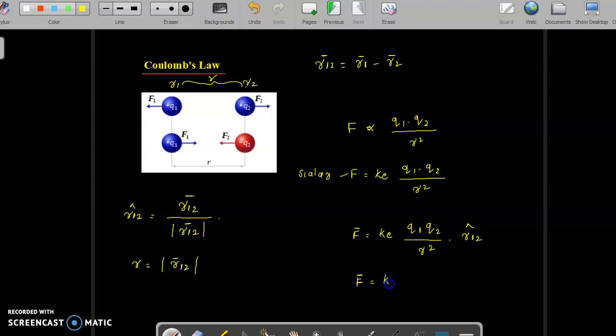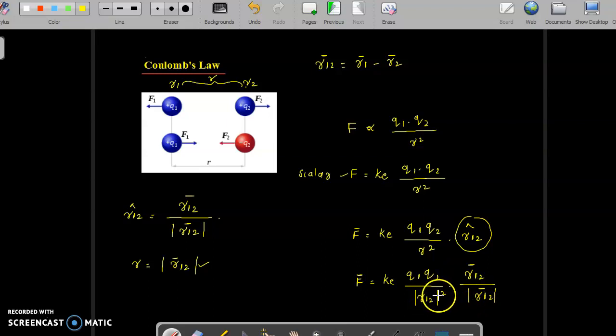So by combining the unit vector and the vector form of the force, we can write the vector form of the force of attraction between the charged particles as F equal to Ke times Q1 Q2 upon R square, times this unit vector, which can be written as R12, the distance between the charged particles, upon modulus R12. Now we can replace this R square with R12 all square.